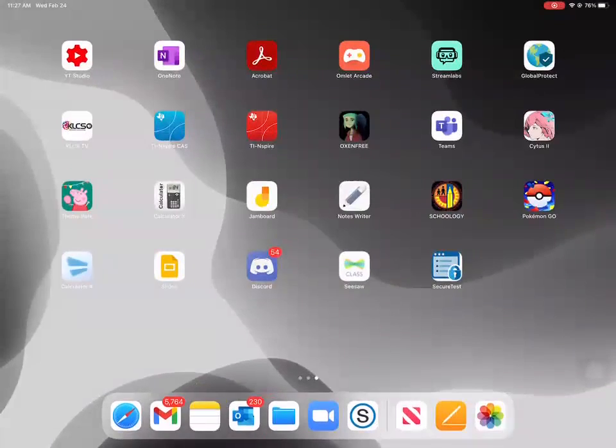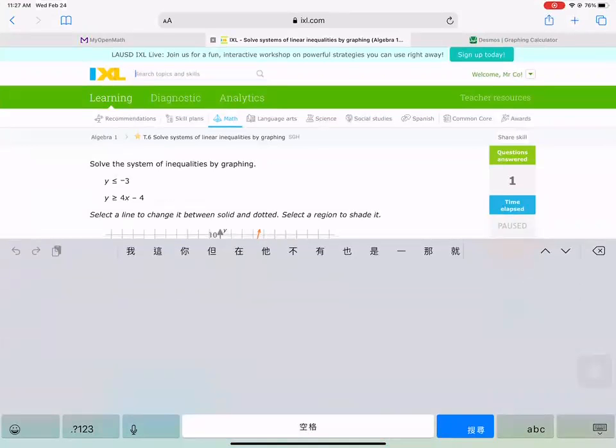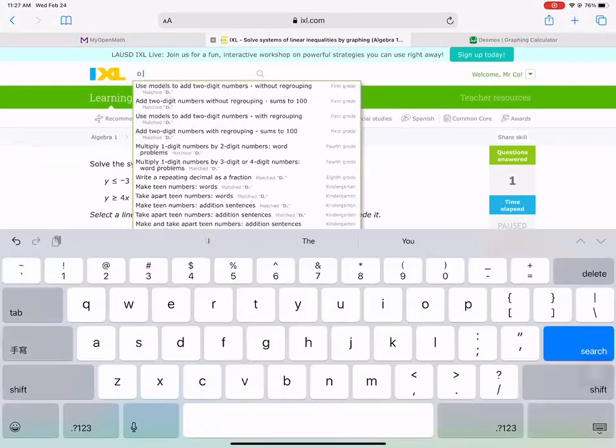Okay, so let's go ahead and just jump into our IXL actually. And the IXL skill is going to be D.11. Oh, I wonder what it's in Chinese. That's not helpful. D.11.